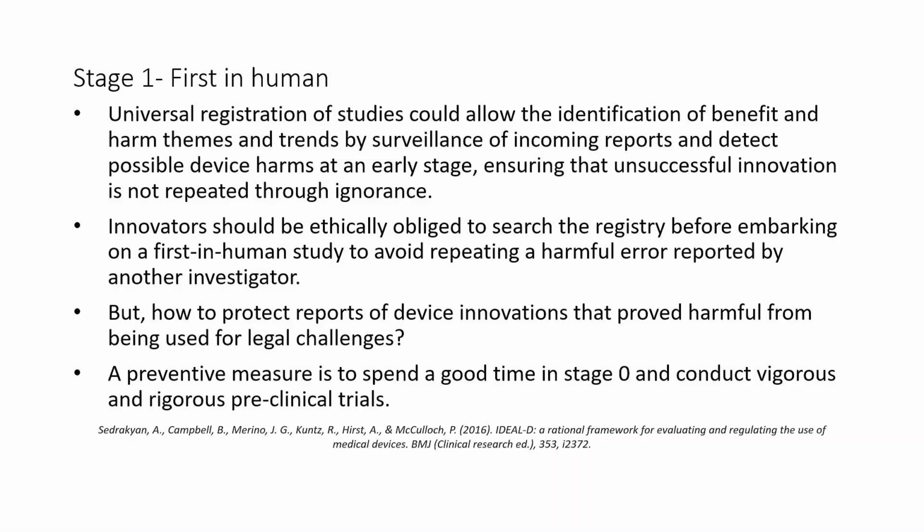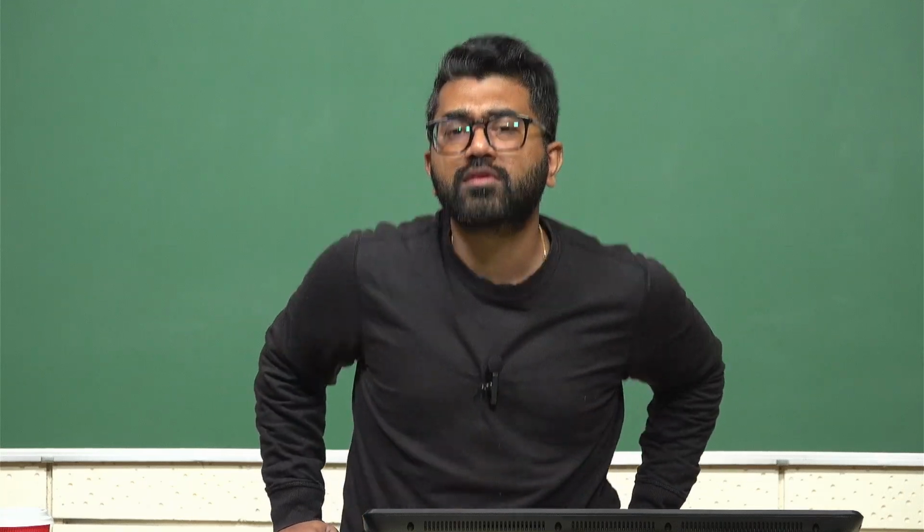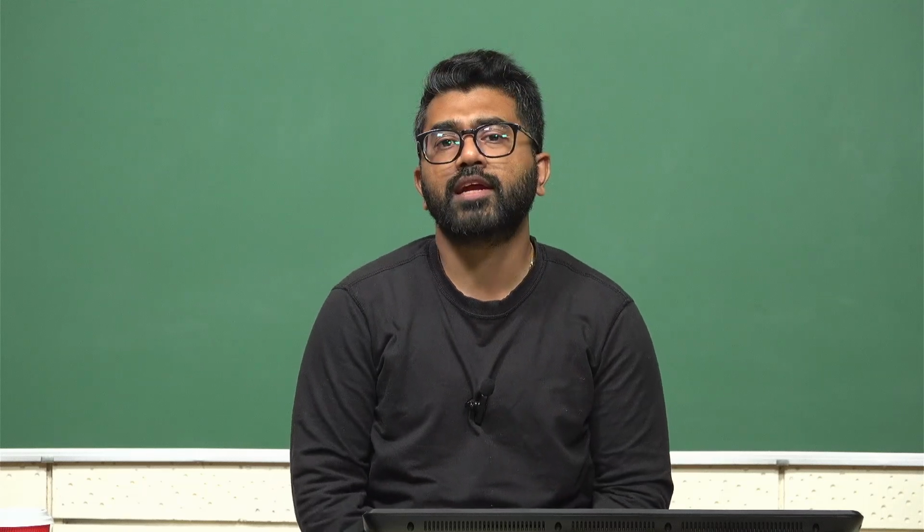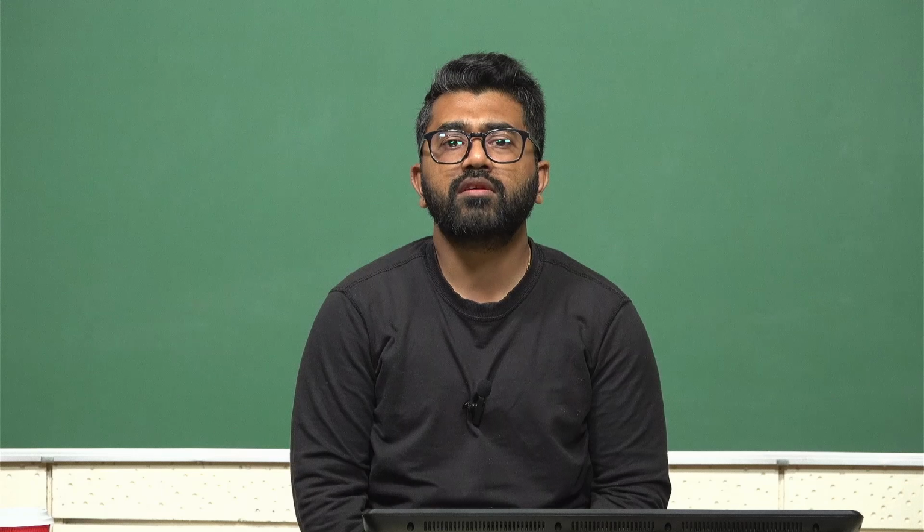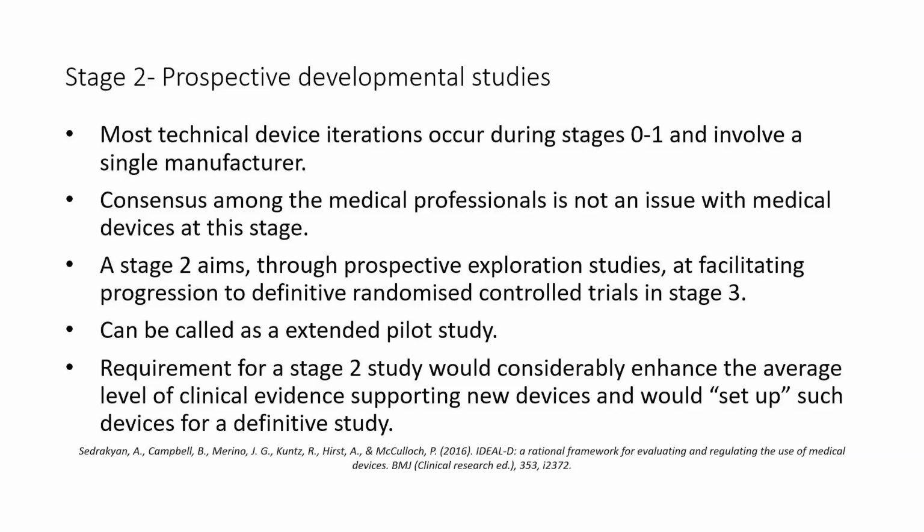A preventive measure is to spend a good amount of time in stage 0 and conduct vigorous and rigorous preclinical trials. So nobody should ever rush into conducting clinical tests directly on human subjects, right? There should be a lot of mechanics studies, biocompatibility, biological, and biochemical studies before it moves to the possibility of animal tests and further to human tests, right? And that is what we do as a part of all the research aspects, and that is what needs to be complied with ethically.